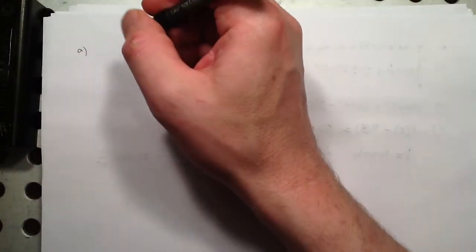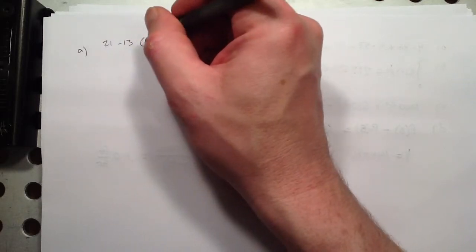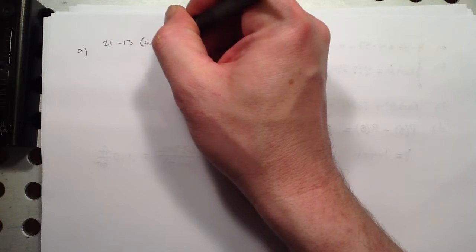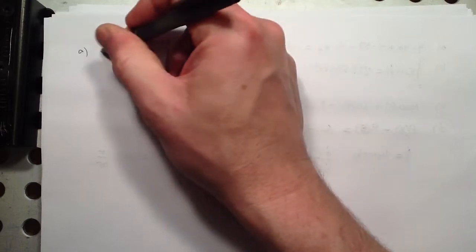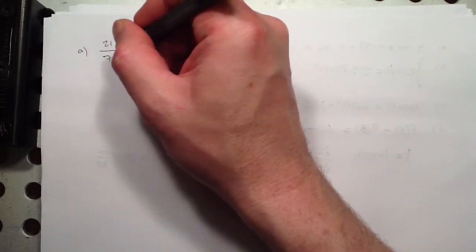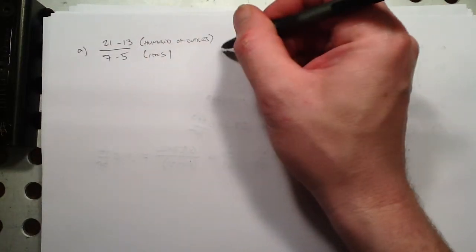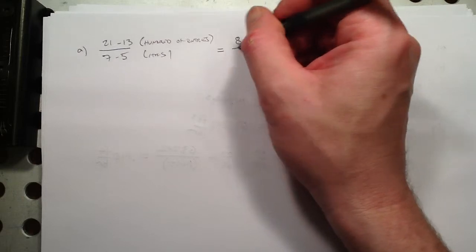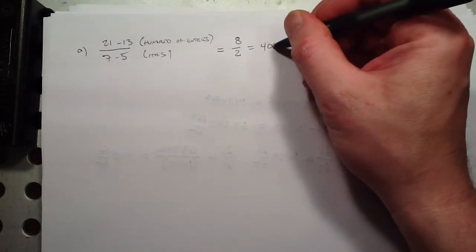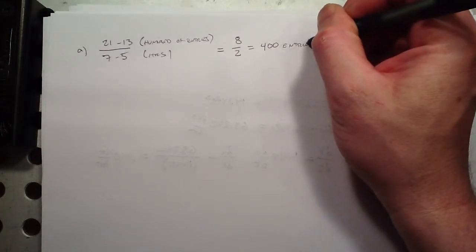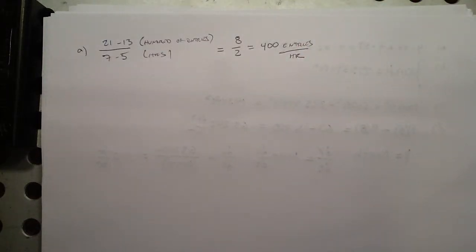So part A, we're trying to find the slope, rise, and that's in the hundreds of entries, over run, which is 7 minus 5, and that's hours. That's going to give us 8 over 2, which is equal to 4, but it's hundreds of entries, so that's 400 entries per hour. All right.